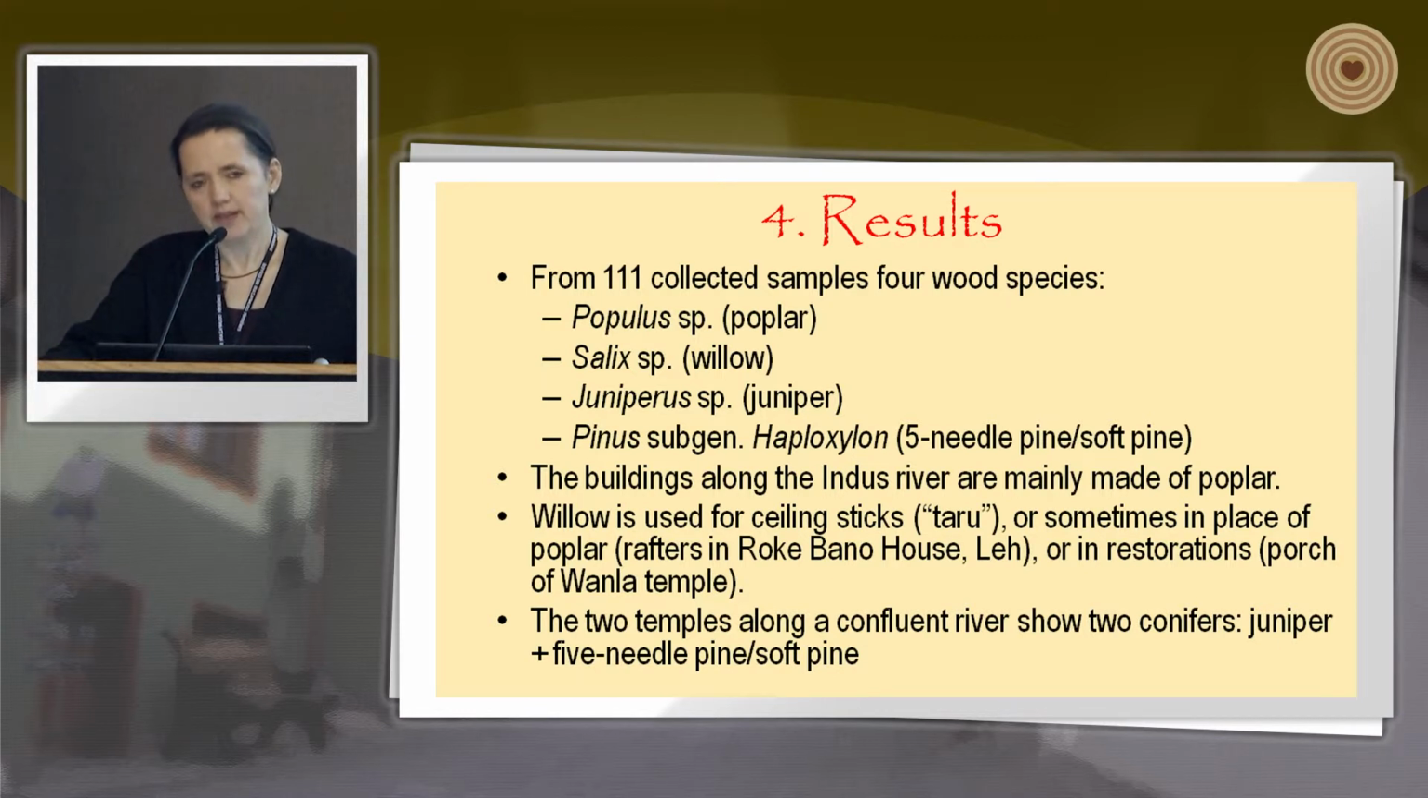The buildings along the river are mainly made of poplar. The willow is used for the ceiling sticks called taru, or sometimes in place of poplar, like some rafters in this first house we saw, or in the restoration of this Vanla temple. And the 2 temples along the confluent river show 2 conifers, juniper and 5-needle pine.